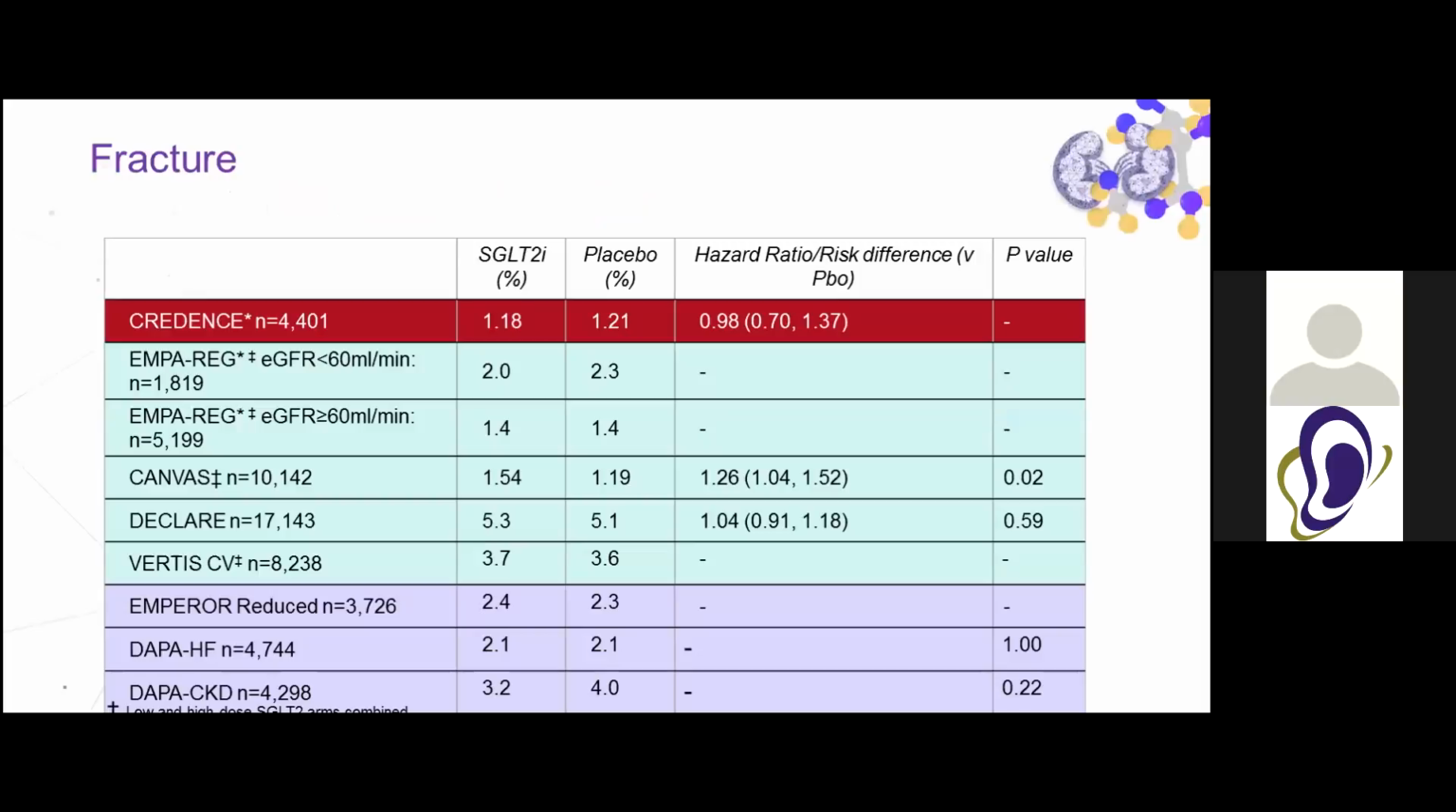When you put all of the studies together, I want to draw your attention to the fact that there is no difference in any study other than CANVAS for fractures. That was likely due to some statistical error, but you'll see that the relative rates of any of these things are still very low in all of these groups of people. So 1% of all people in CREDENCE had a fracture, and 1.18 and 1.21% of all patients in placebo. So the absolute rates are low, and they are not different in the majority of studies, and there has been a lot of discussion around a statistical anomaly.